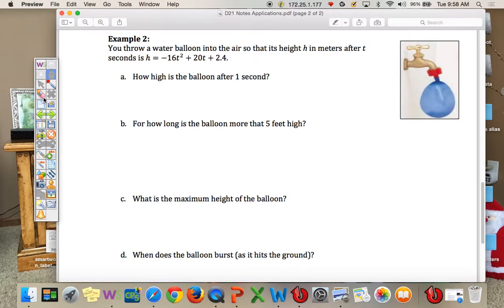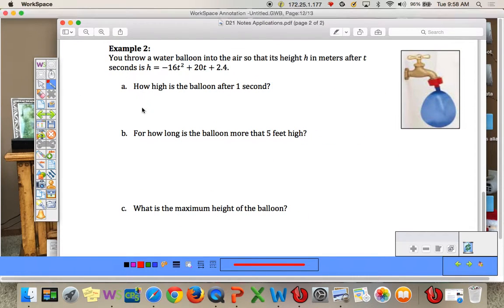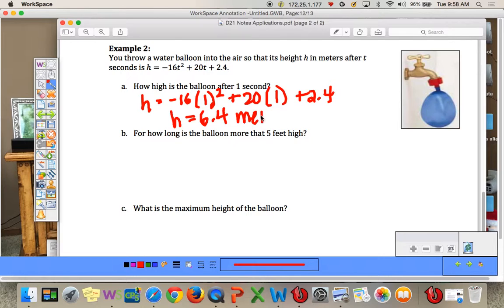Well, it's giving you the time, so you can plug in for t. Height equals negative 16 times 1 squared plus 20 times 1 plus 2.4, and then you just have to type that in your calculator. So it'll be negative 16 plus 20 plus 2.4. Okay, so the height is 6.4 meters after 1 second.